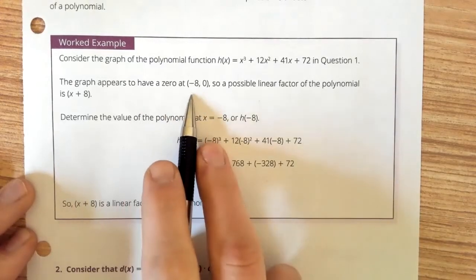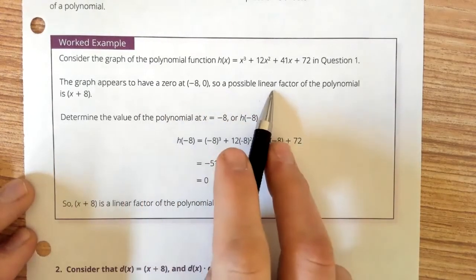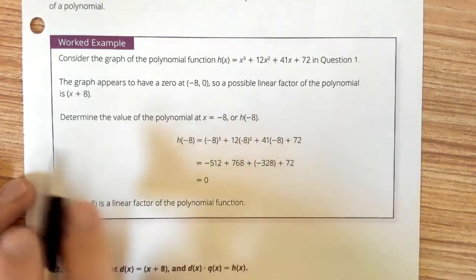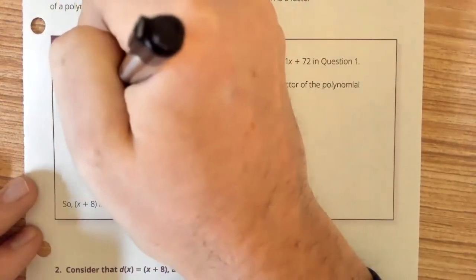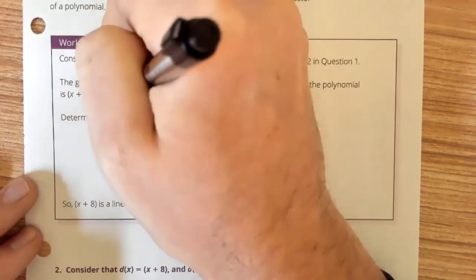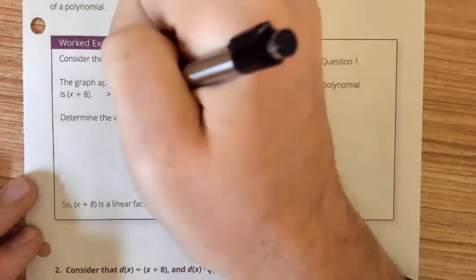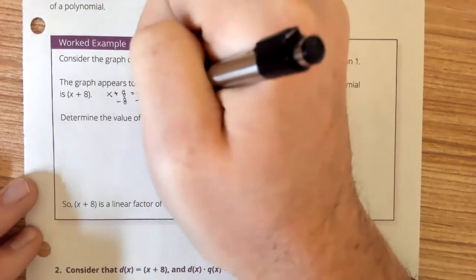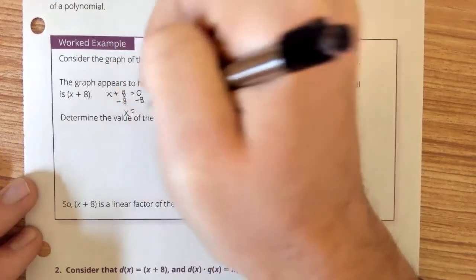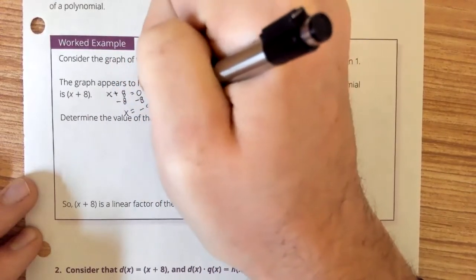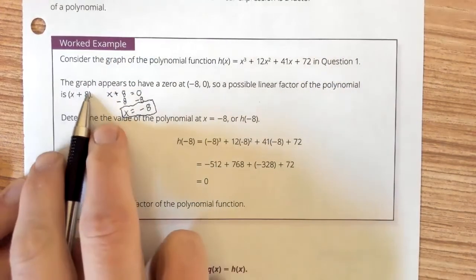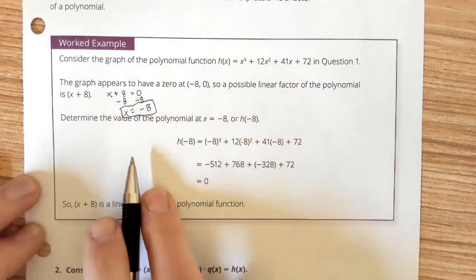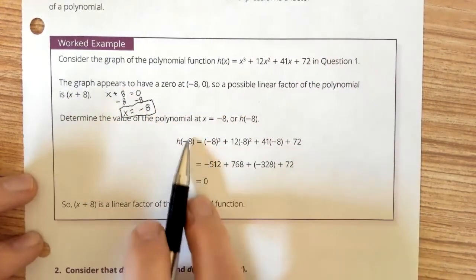Since we have a 0 at -8, the factor that could produce that 0 is x plus 8. Because remember, whenever we have factors, we set the factors equal to 0 and then solve. So x equals -8. So if this was the factor, right, this is our solution. So another way to check that is what they're doing here.